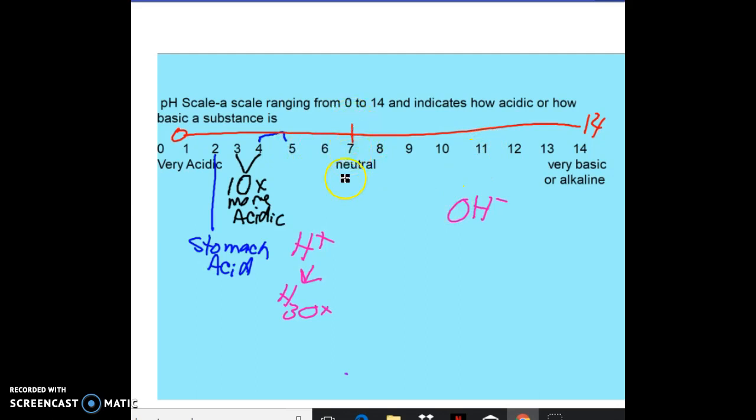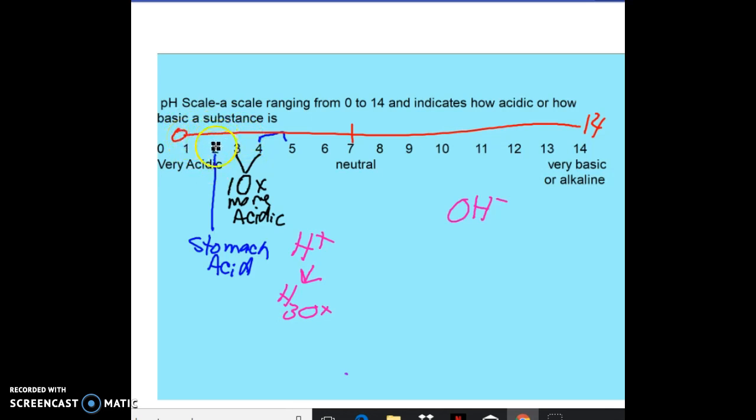So 7 on our scale is neutral, and the lower this number is, the more acidic something is. So if something is a pH of 6, it is only slightly acidic, but as we go lower and lower, things are more acidic. As we get down to a 1, for example, that would be something that's very, very acidic.